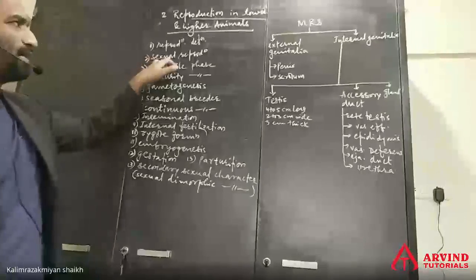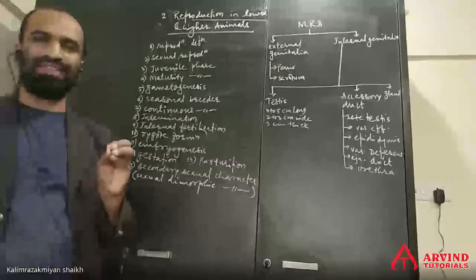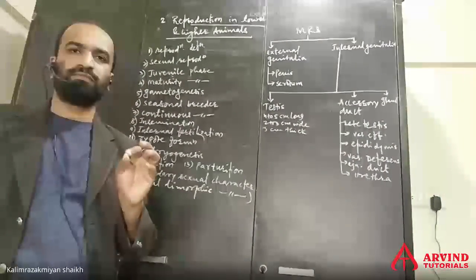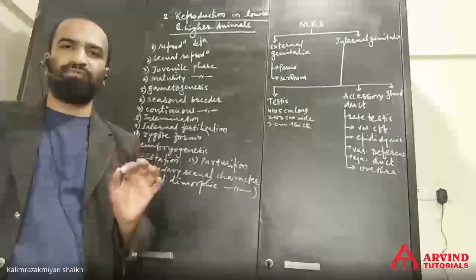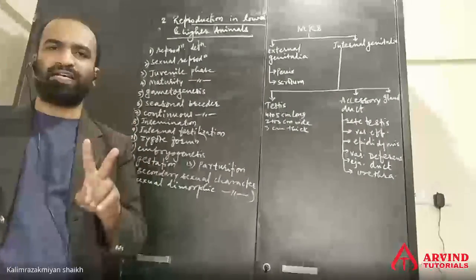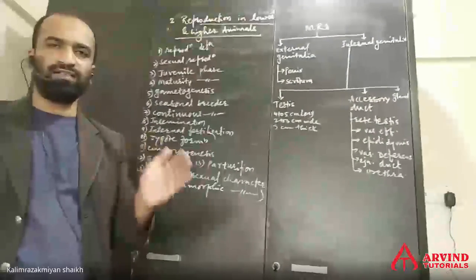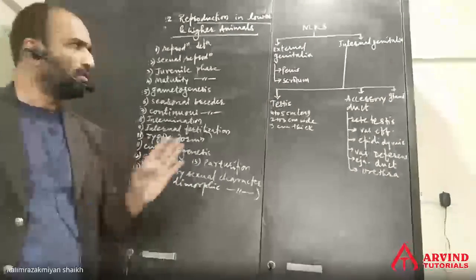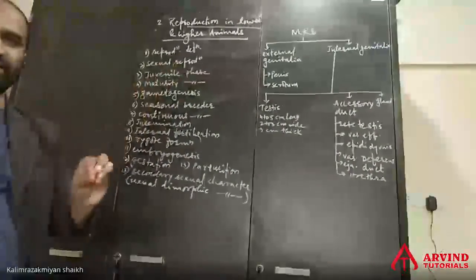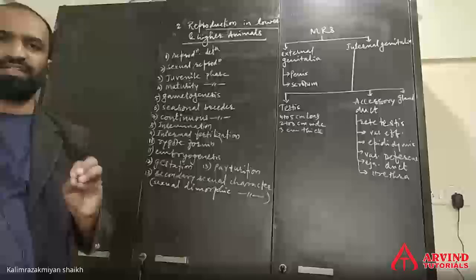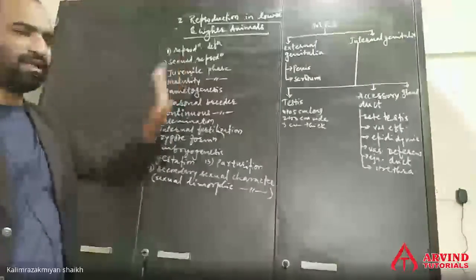Now we will see sexual reproduction. In sexual reproduction, there is a fusion of male and female gametes, which means there are two parents, and in asexual reproduction a single parent is there. So in sexual reproduction two parents are there, two gametes are there, and gametogenesis takes place. So this is sexual reproduction.